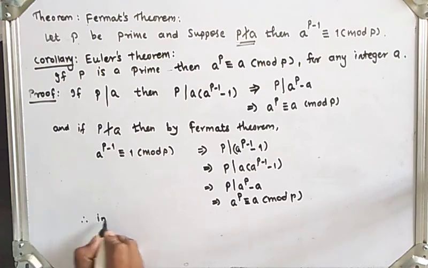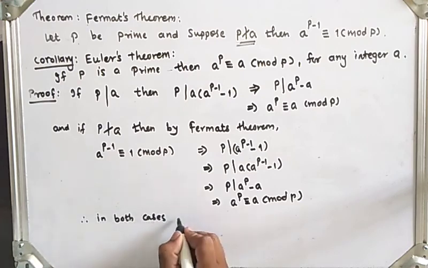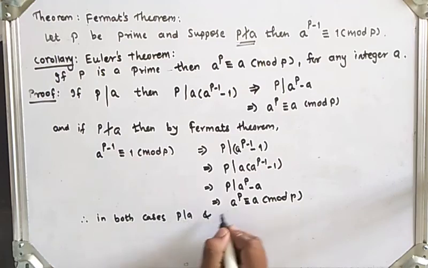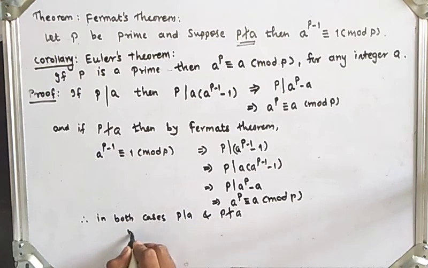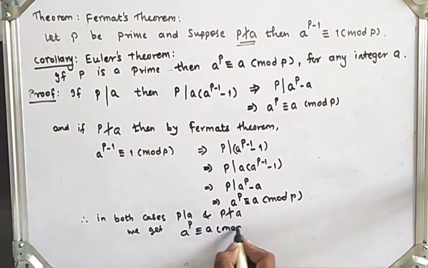Therefore in both cases, p divides a and p doesn't divide a, what do we get? A raised to p is congruent to a modulo p. This is Euler's theorem.